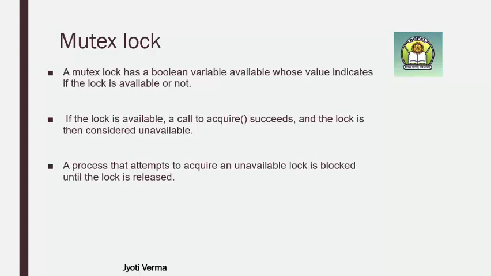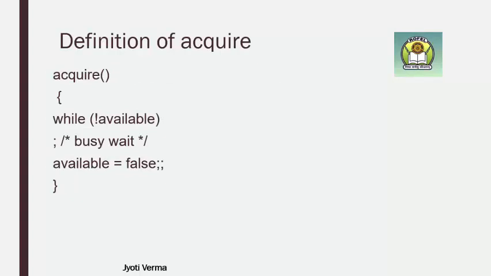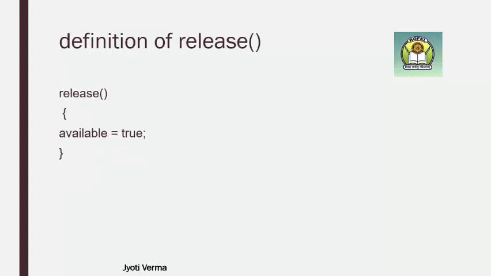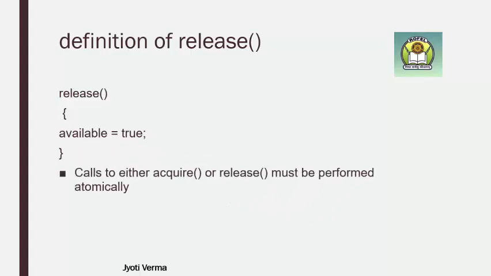That means both the functions acquire and release share a common variable, available. Definition of acquire: while not available, meaning the lock is not available, it will be busy waiting. The process is going to wait, and then available equals false. Definition of release: release means you must set the available value to true. Calls to either acquire or release must be performed atomically. That means whole or nothing. It can't be halfway.